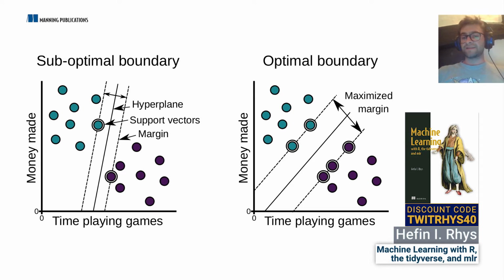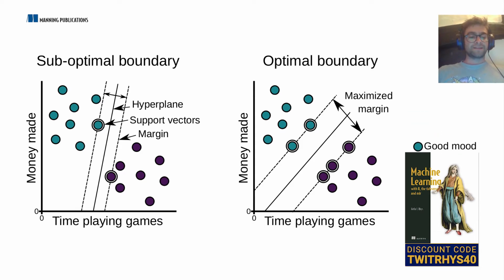So my name is Hevin. I'm the author of Machine Learning with R, the Tidyverse, and MLR with Manning. And I'm a life science researcher working at the Francis Crick Institute in London. And today I'm going to show you how you can train, tune, and cross-validate a support vector machine model in R using the MLR package.